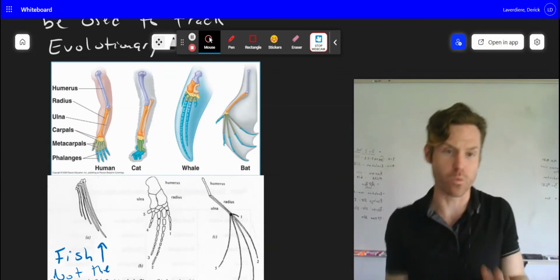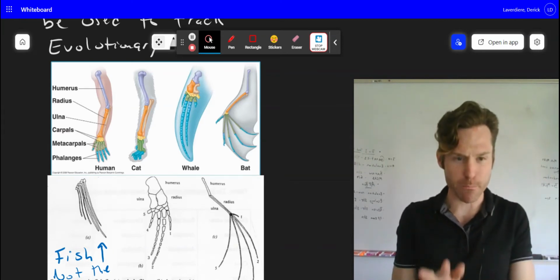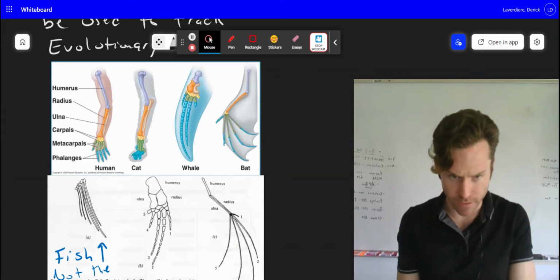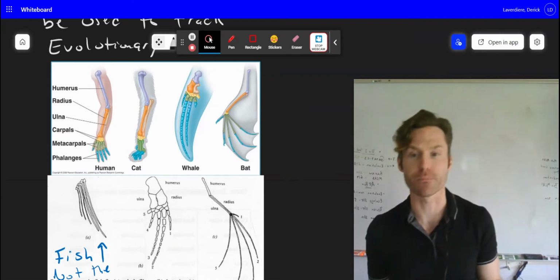Kitty arms are for walking, and most importantly, for kneading bread. Right? Kneading. Kitty arms. Okay?